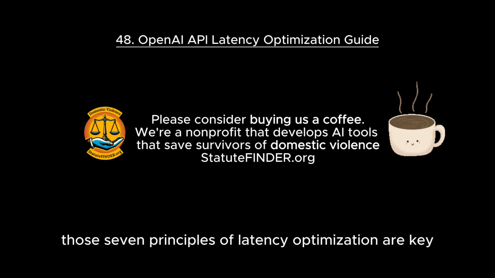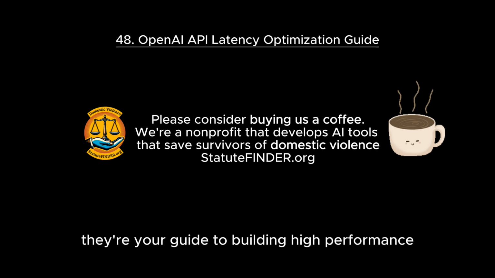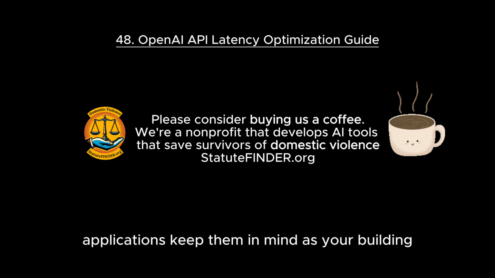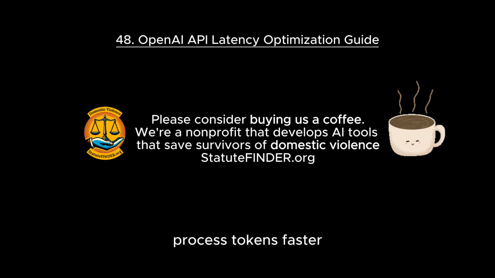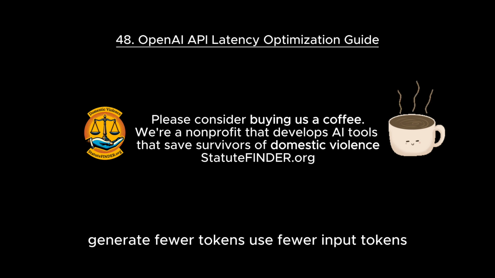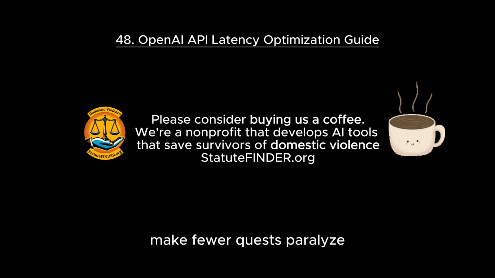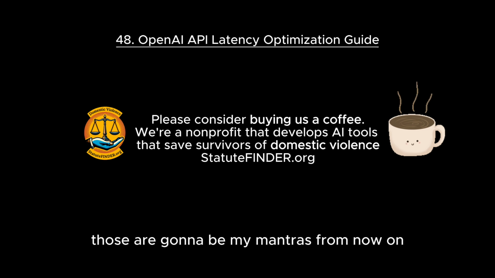Well, those 7 principles of latency optimization are key. They're your guide to building high-performance applications. Keep them in mind as you're building. Process tokens faster, generate fewer tokens, use fewer input tokens, make fewer requests, parallelize, make your users wait less, and don't default to an LLM. Got it. Those are going to be my mantras from now on.